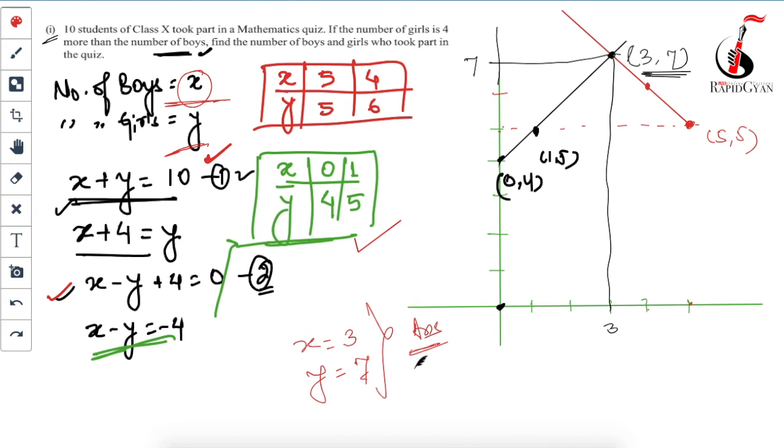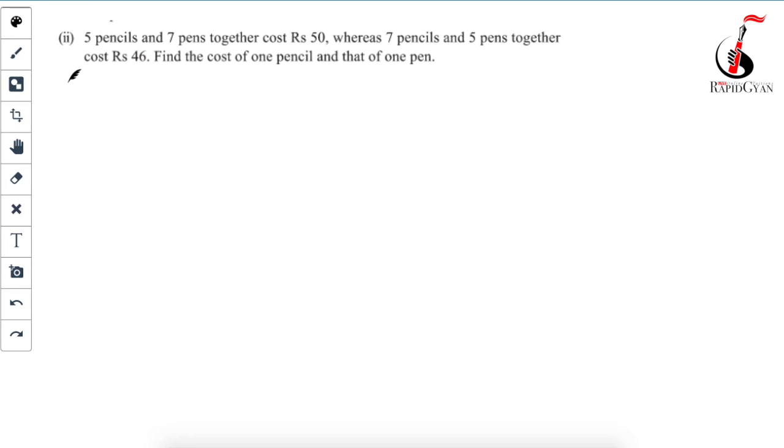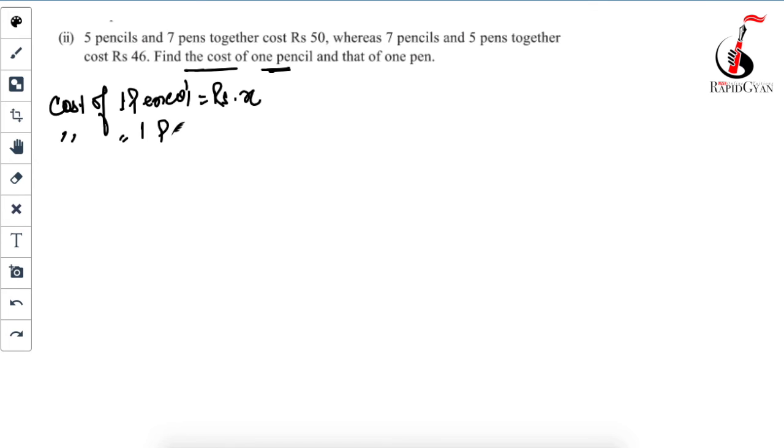Okay, so in this way we solve this. Let's go to the next part. Next part of the question is 5 pencils and 7 pens together cost rupees 50, whereas 7 pencils and 5 pens cost rupees 46. Find the cost of 1 pencil and 1 pen. What we'll have to assume? We'll have to assume that the cost of 1 pencil is equal to rupees x, and the cost of one pen is equal to rupees y.